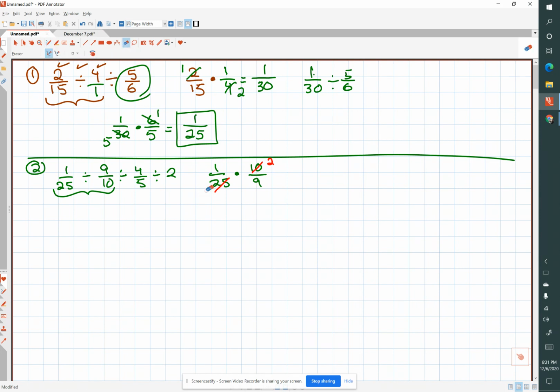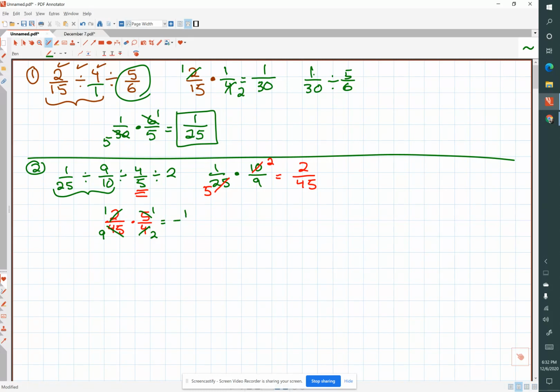I don't know why I wrote a 2 there. There we go. 2 times 1 is 2. 9 times 5 is 45. Now let's go to the next fraction. 2 over 45 times the reciprocal, 5/4. And lots of simplifying we can do here. 5 divided by 5 is 1. 45 divided by 5 is 9. 2 divided by 2 is 1. And 4 divided by 2 is 2.